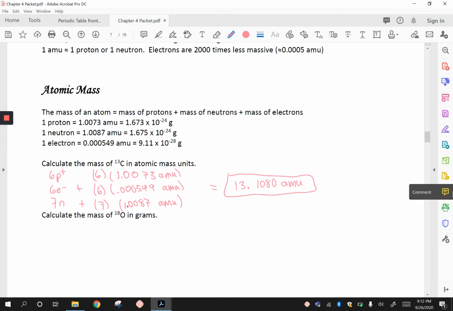And this makes sense because if it is carbon-13, then the mass of it should be pretty close to 13, right? And that's the difference between the mass number and the atomic mass. The mass number is usually a whole number, and it tells us how many protons and neutrons there are. So it's just 13 there.